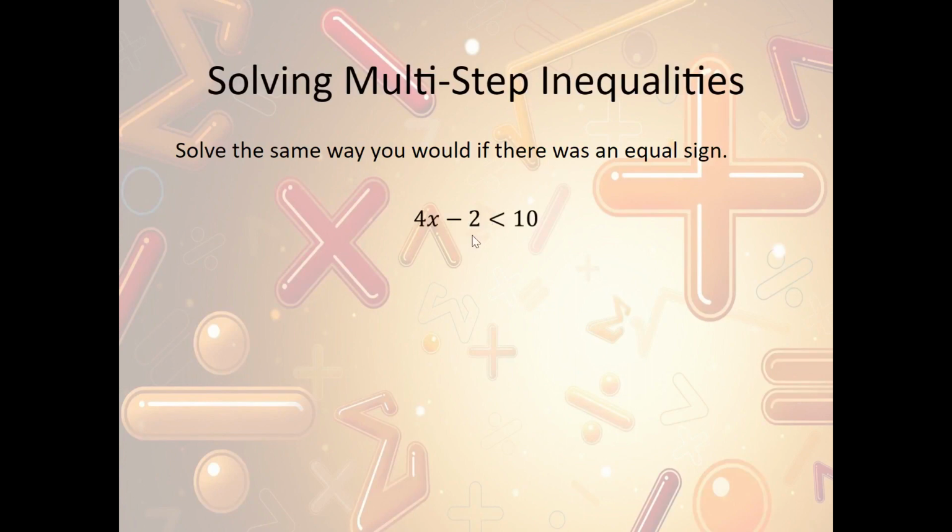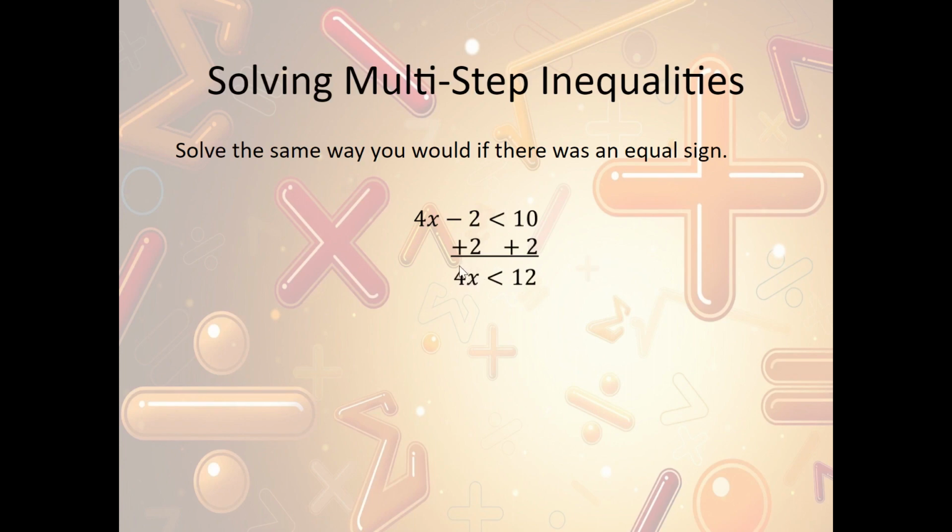So if this was 4x minus 2 is equal to 10, we would just move everything away from the x. We're going to do the same thing here. So we'll start by adding 2 to both sides, and we get 4x is less than 10 plus 2, which is 12.